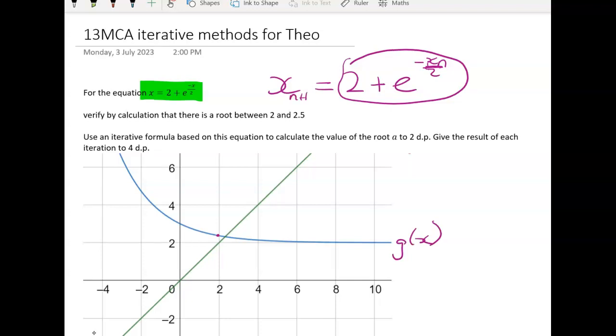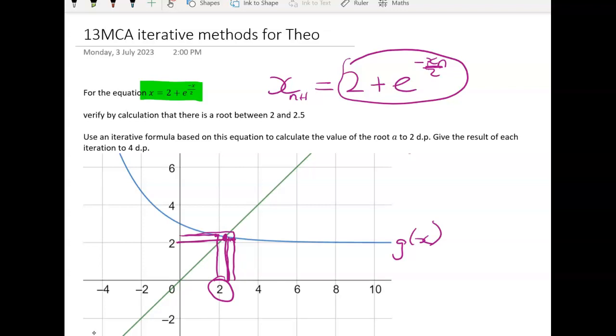For example, if I start at 2, I put in 2, and my new value of x is going to be this one here. So this comes out to be 2.36. I'm going to bounce across to here, bounce up to here. Then I'm going to bounce across to here and up to here, and I'm going to converge on that root. Now that's a really bad diagram of it.